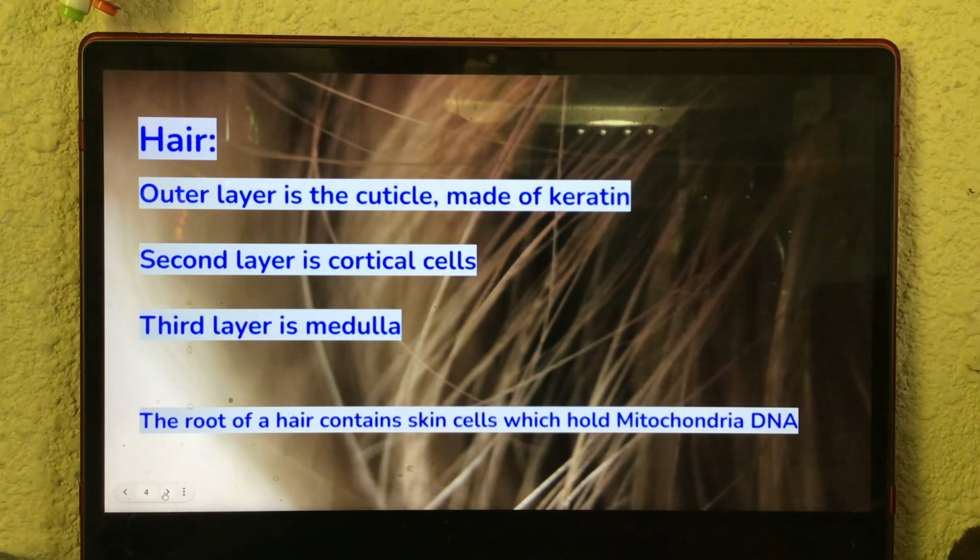The cortex cells are called cortical cells. They are shaped like an hourglass and have no pigment. They make up the second layer. The third layer is called the medulla, and in animals it runs the entire length of the hair, but in humans it can be broken up, appear irregularly broken, or may not even be there at all.